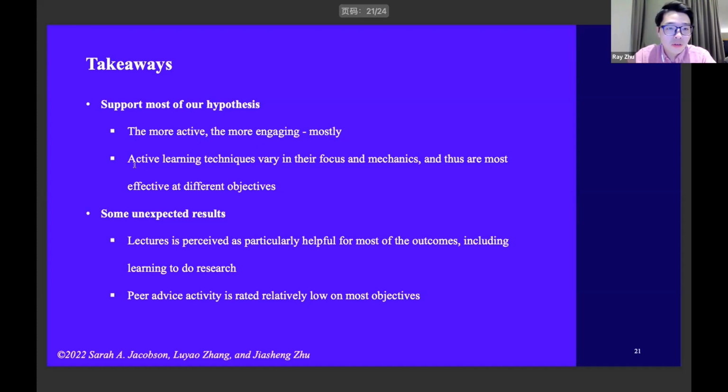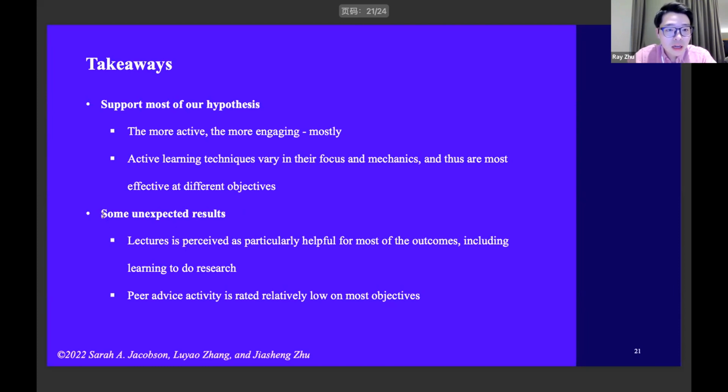And we also found active learning techniques do vary in their focus and mechanics, and thus are most effective at different objectives. Therefore, we would encourage instructors to use a mix of different learning techniques to maximize the effectiveness towards different learning objectives, and kind of stimulate students' engagement.